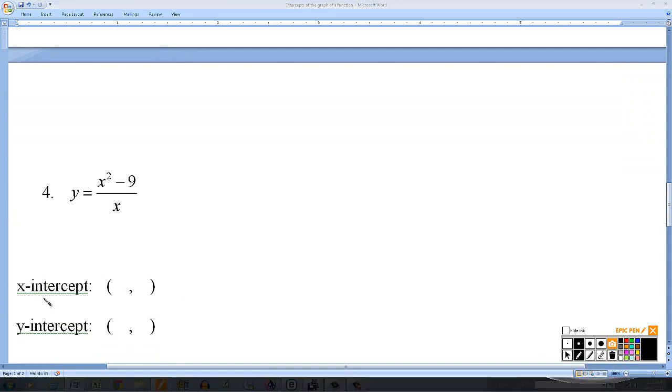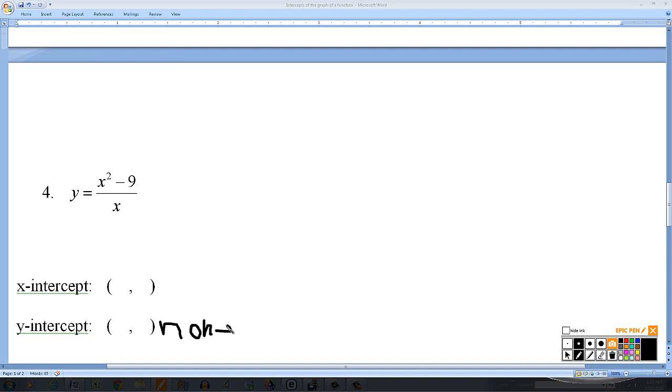Okay, again, we'll find the y-intercept first. For the y-intercept, again, the x has to be 0. So put a 0 where the x is, but if we do that, I'm going to get -9 divided by 0. -9 divided by 0 is not defined. So what that tells me is that I don't have a y-intercept. So this would be none.